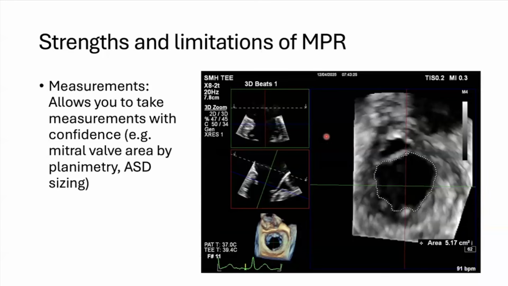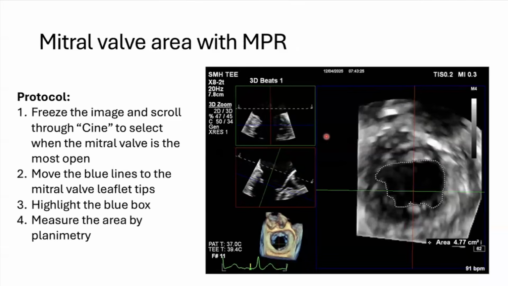One of the strengths is that it allows you to take measurements. And so for the mitral valve, one of the measurements we measure routinely with mitral valve pathology is measuring the area by planimetry. This can be attempted by using different views on transthoracic and transesophageal. But with NPR, you can be more confident you're actually at the leaflet tip.